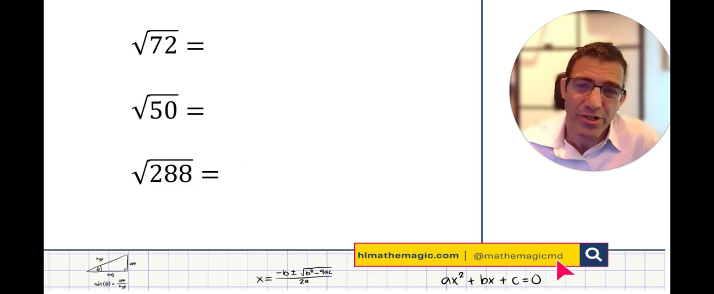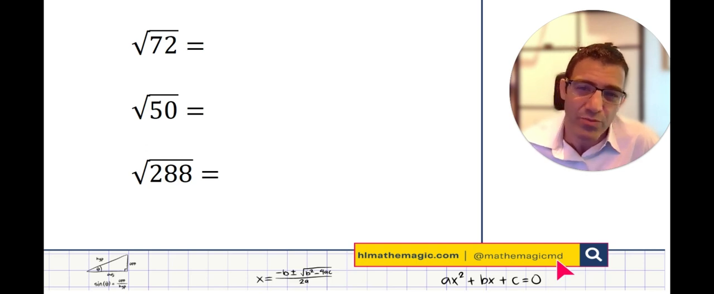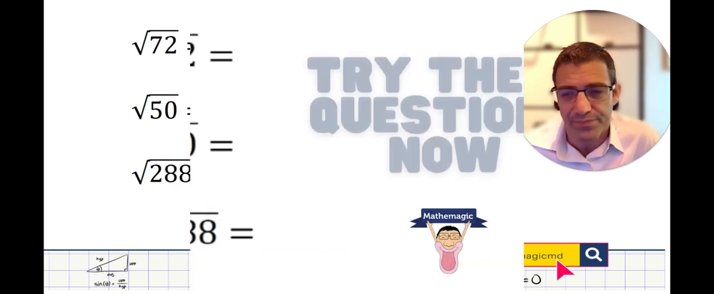So I've put 3 new questions up on the board now, and I think you might notice that inside of square root of 72, there is a 36. And inside of the square root of 50, there is a 25. And inside of square root of 288, there is 144. So what do we need to do here to extract those perfect squares? And this is where surds get a little bit tricky, but we're going to look at it together now.